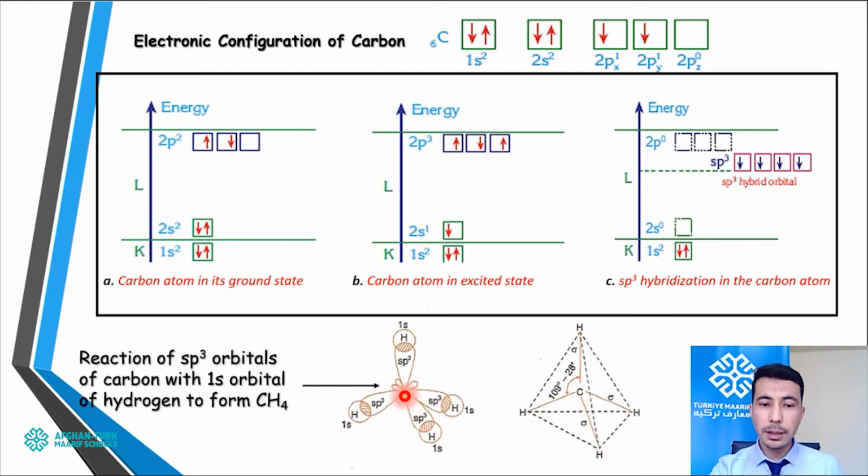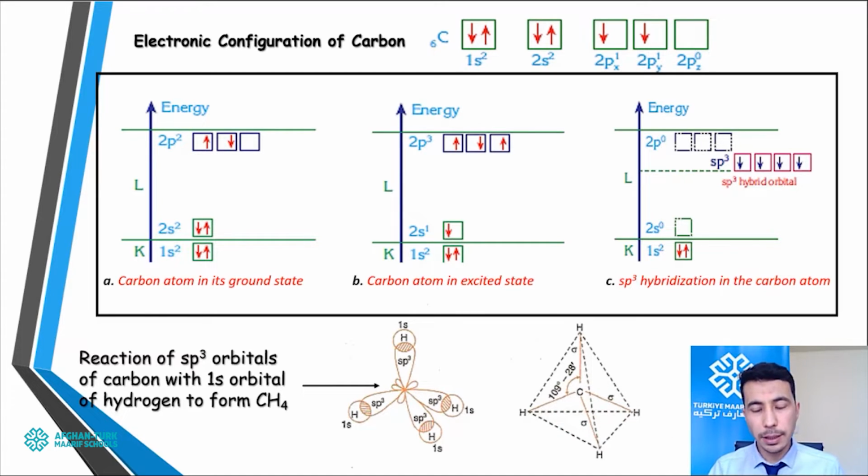Let's have a look at this one. It's an example. It's a methane molecule. Carbon has sp3 hybrid orbitals, 4 in number. This reacts with the hydrogen, which has a 1s orbital. When they react, they form methane, and the electronic geometry here is 109.5 degrees. It's written 109.28 as well. They are close to each other, so they have a tetrahedral geometry.